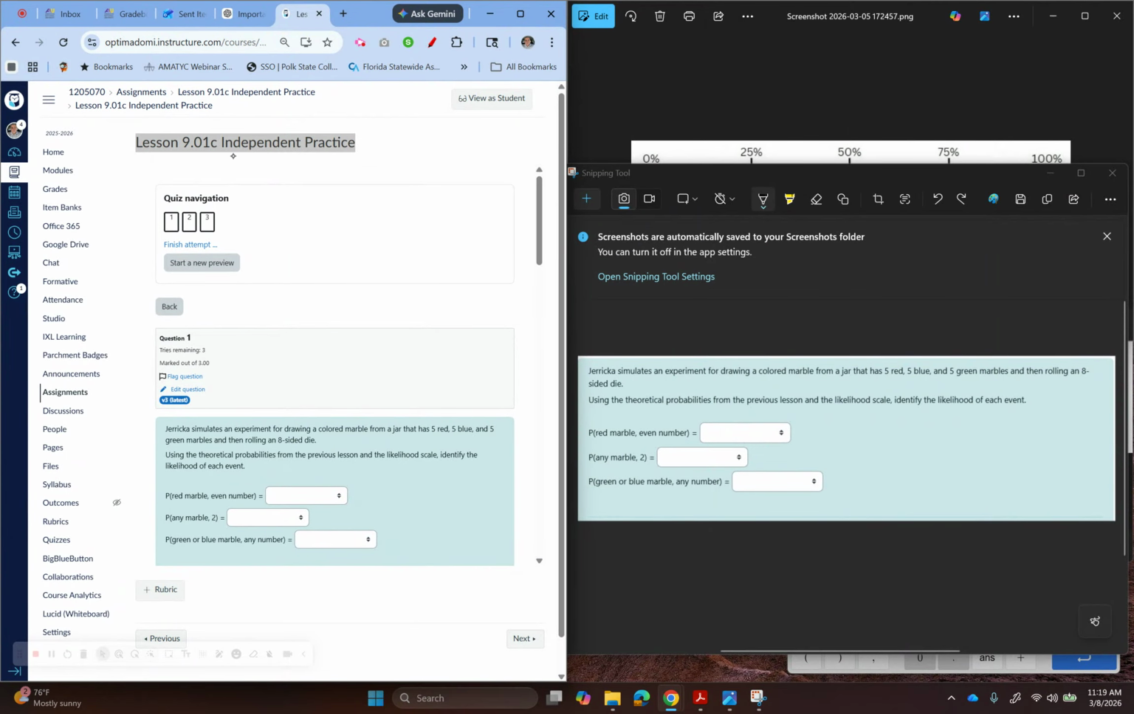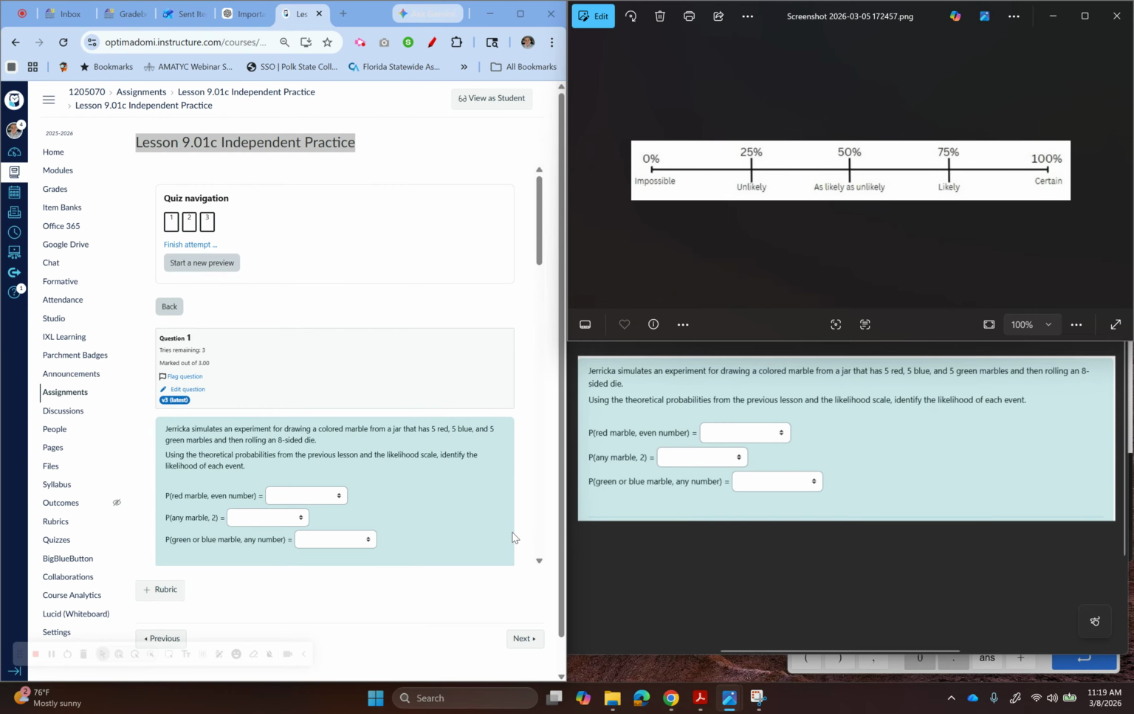All right, here's how you do lesson 9.01 independent practice. Basically, we're going to work with likelihood. Likelihood is probability, but instead of numbers, we're going to use words. And these are the words that we're going to be using depending on the value of the probability.